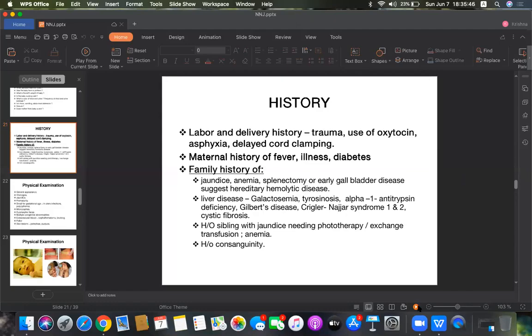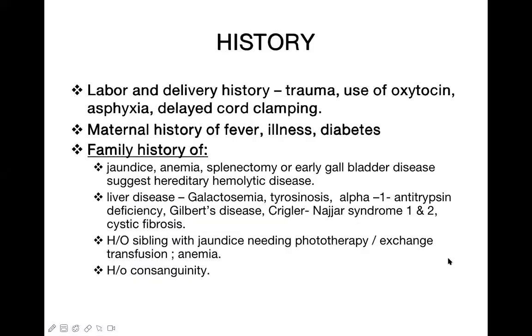Okay, fine. So let's start again. We are talking about what important history we should take in a case of neonatal jaundice. Now, in labor and delivery history, you need to ask whether there is any instrumental delivery or not, like vacuum or forceps delivery, because they can lead to trauma on the scalp, which can lead to cephalohematoma and then neonatal jaundice. Use of oxytocin can result in neonatal jaundice.